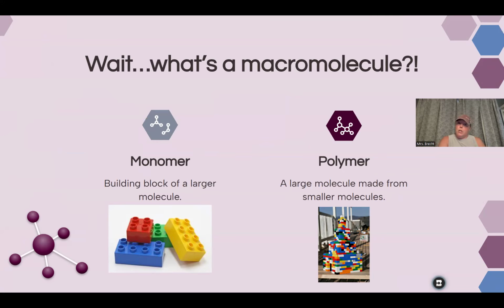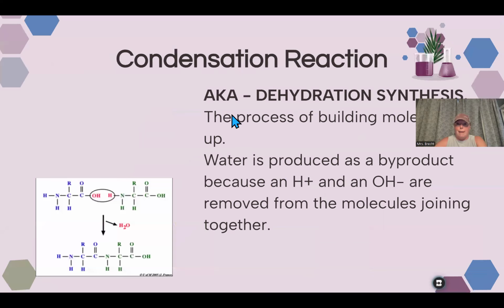We have a monomer, which is the building block of a larger molecule. I consider that like a Lego. And then a polymer, which is a large molecule that's made from smaller molecules. That's like your Lego Harry Potter house or your Lego Friends coffee shop or your Starship Destroyer or whatever. So monomer is the single Lego, polymer is the Lego castle. So a macromolecule is a polymer, and the monomers are also macromolecules, but usually when we're talking about a macromolecule, we're talking about the larger form of that.